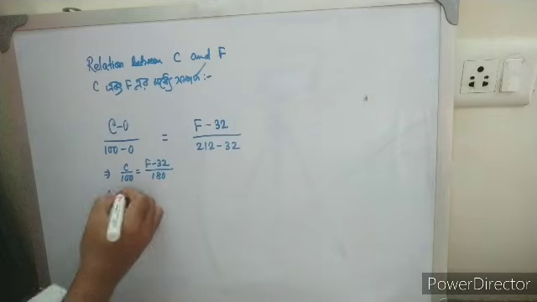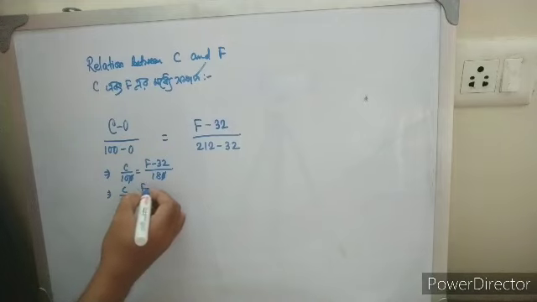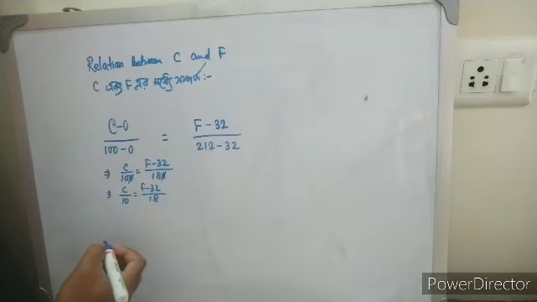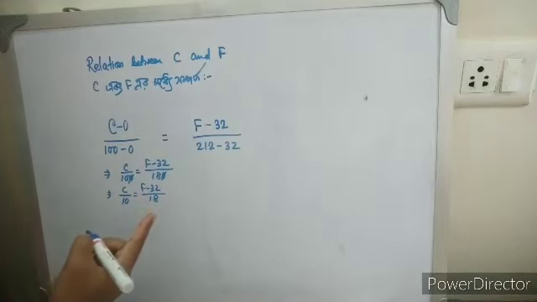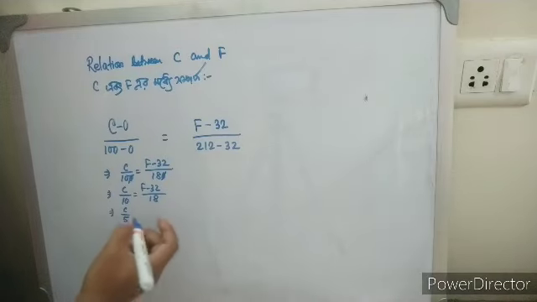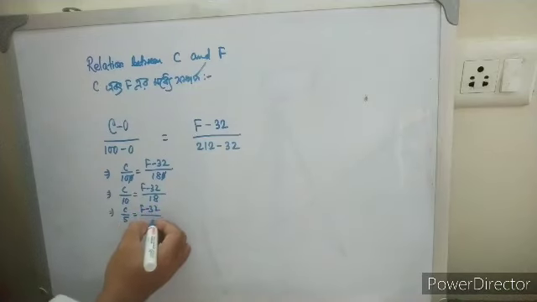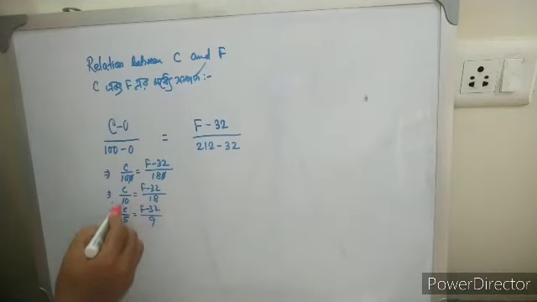So we have, cutting the 0, C by 10 equals F minus 32 by 18. Again we can reduce it, dividing by 2, we have C by 5 equals F minus 32 by 9. So this is the formula of the relation between centigrade and Fahrenheit scale. C by 5 equals F minus 32 by 9.